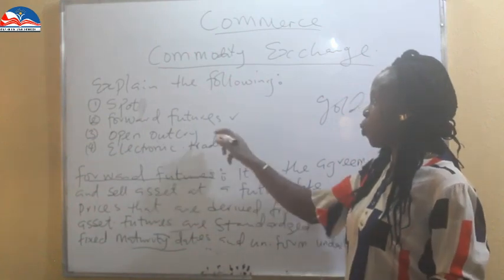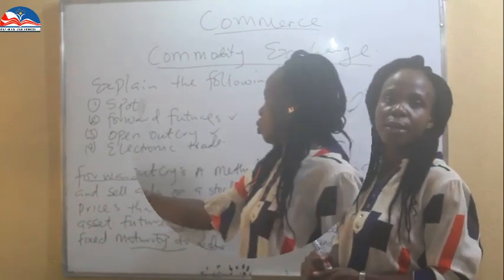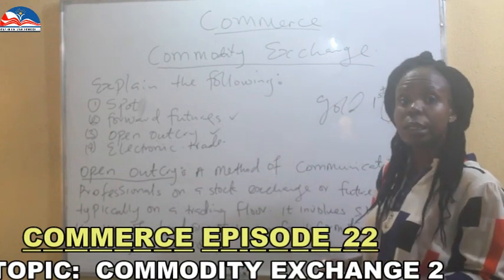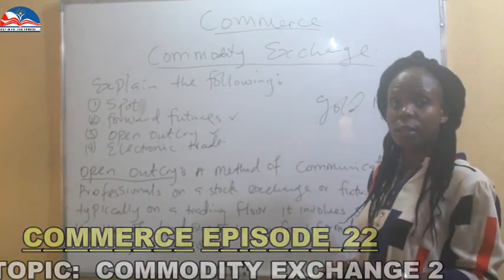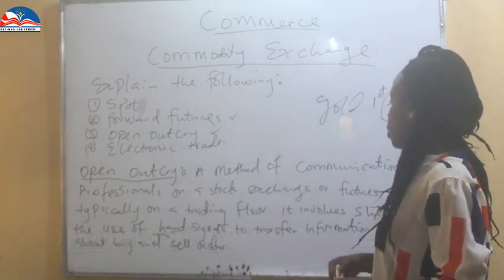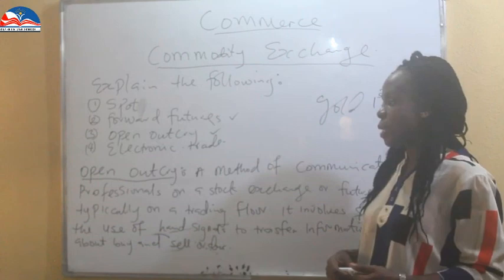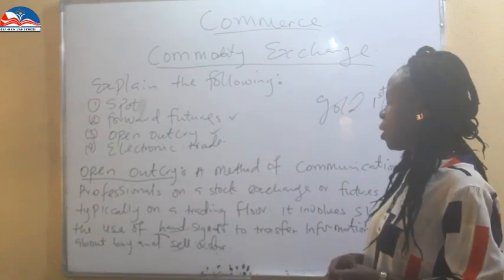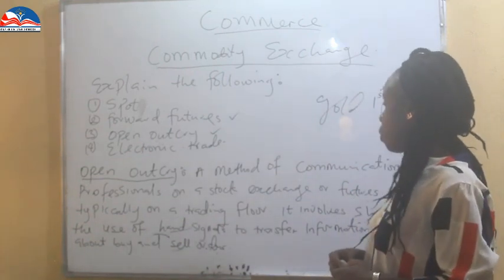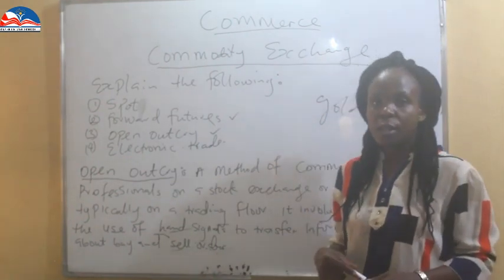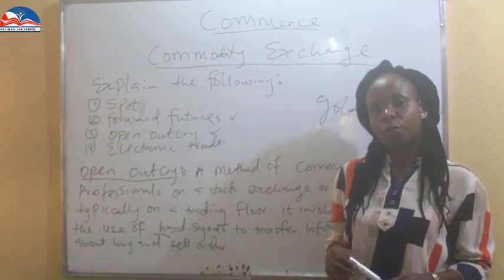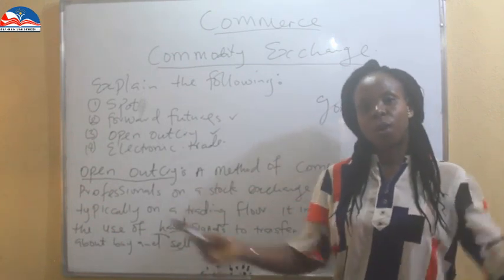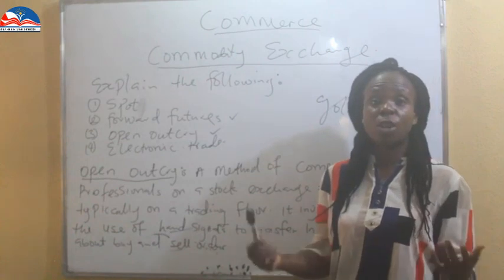Now let's see the third one, which is open outcry. This is a method of communication between professionals who are trading, whether buying or selling, in the stock exchange market or in the future exchange market. It is used typically on a trading floor. It involves shouting and the use of hand signals to transfer information primarily about buying and selling orders. The use of signals in the platform to air your view. It is a means of communication between the buyer and the seller, like a shout out. That's an outcry, open outcry, like a shout out. You use signals.